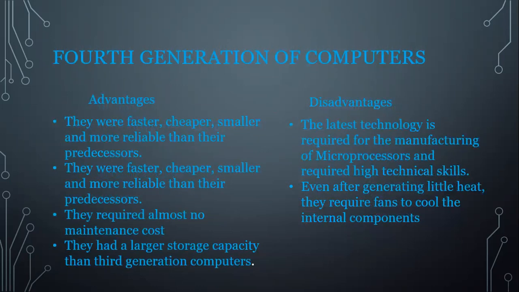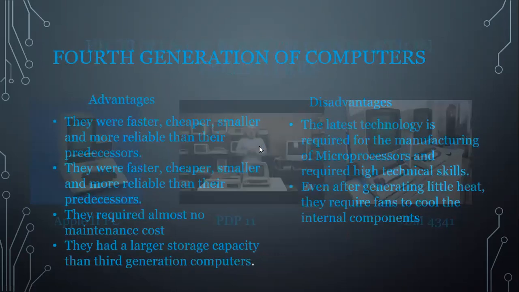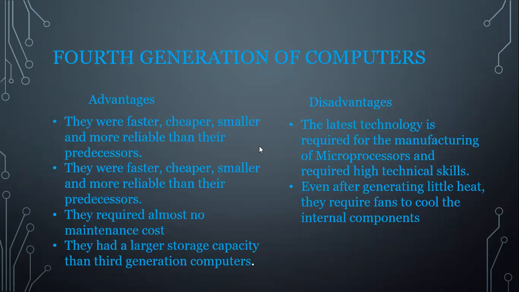A few advantages of the fourth generation of computers were that they were faster, cheaper, smaller, and more reliable than their predecessors. They required almost no maintenance costs, and they had larger storage capacity than the third generation of computers. On the contrary, the latest technology is required for manufacturing of microprocessors, and it required high technical skills. Even after generating little heat, they required fans to cool the internal components.